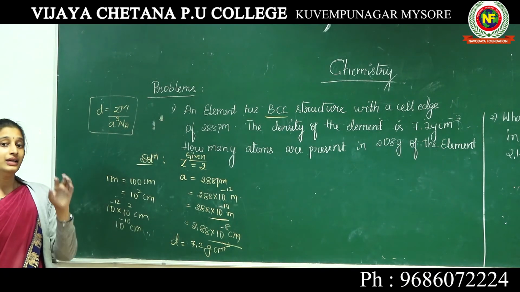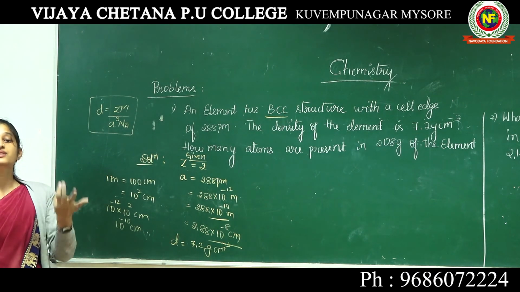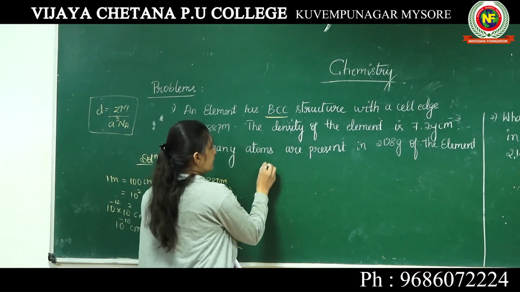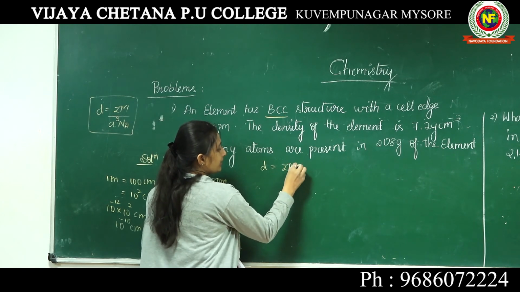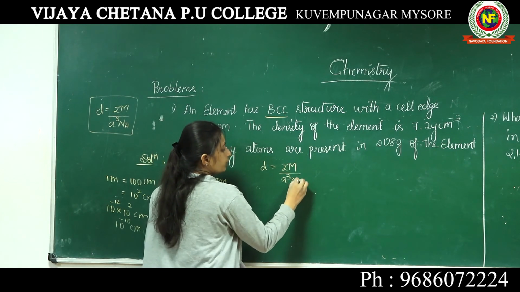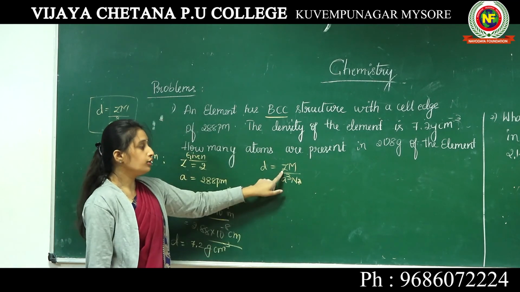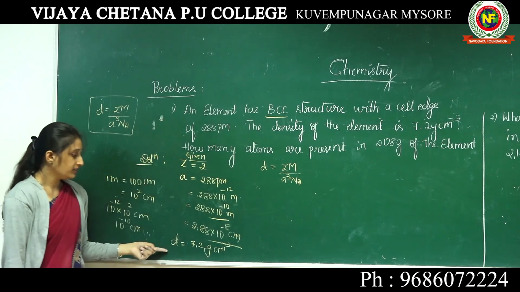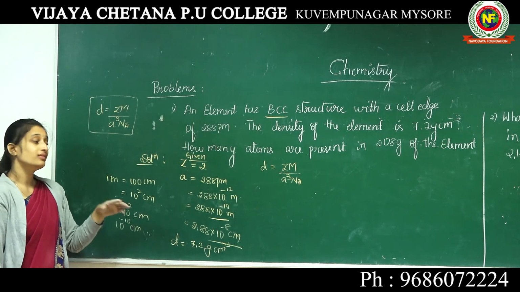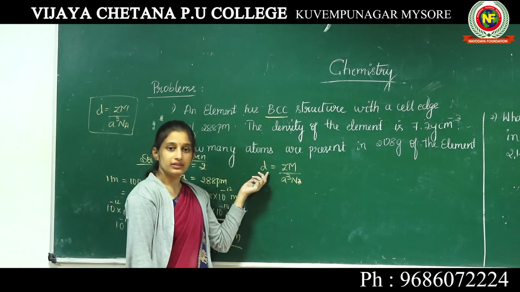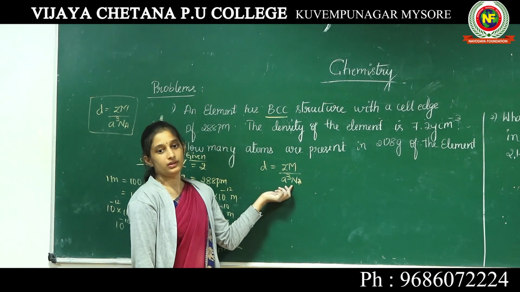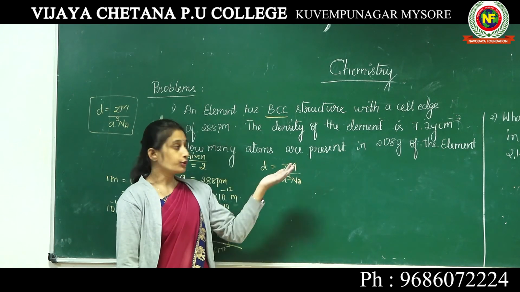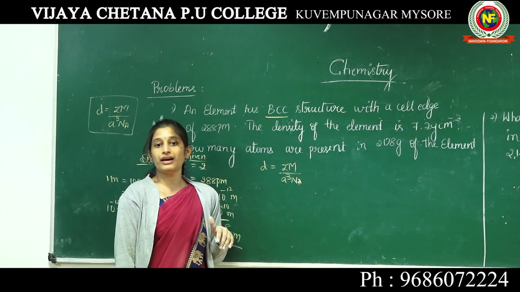We should calculate how many atoms are there in 208 grams. That is the question. Too simple. You know the density formula. D is equal to Z M divided by A cube N A. Z value known. M value, in question they won't give. D value given. A value known. N A, Avogadro number, it's constant, we should know. In problem they won't give means we should know that value.